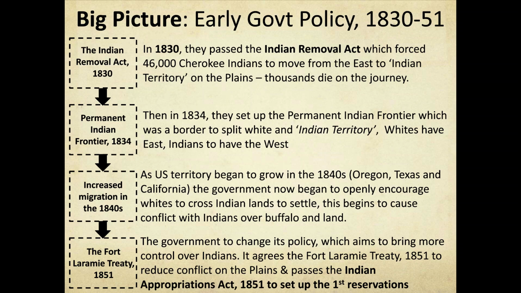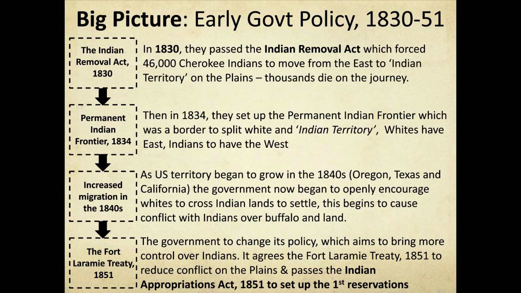Increased migration in the 40s. As US territory began to grow in the 40s, Oregon became American, Texas and California were taken from Mexico after they beat them in a war. The government now began to openly encourage whites to cross Indian lands to settle. This begins to cause conflict with Indians over buffalo and land. The Americans want people in those territories so they can be properly American and complete manifest destiny.